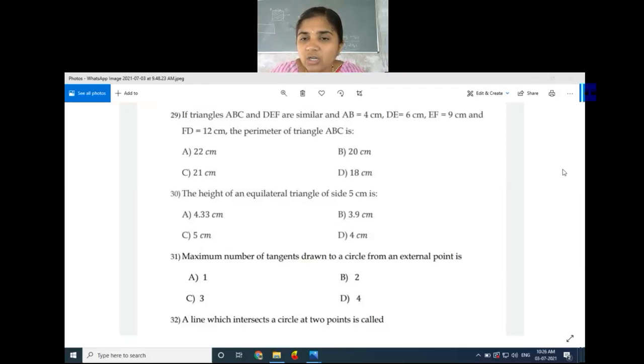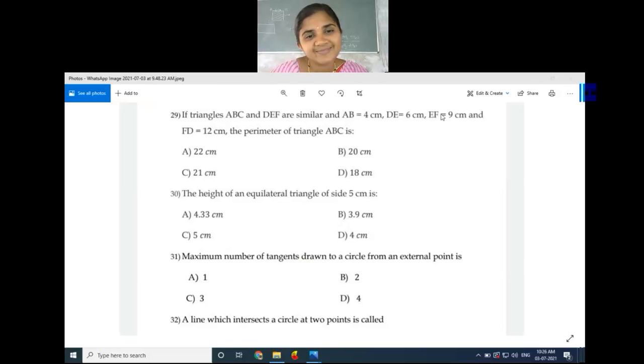One side we got, Vaishnavi. See, ABC and DEF are similar triangles. You took AB divided by DE, which is equal to 2 by 3. Next, what did you get?